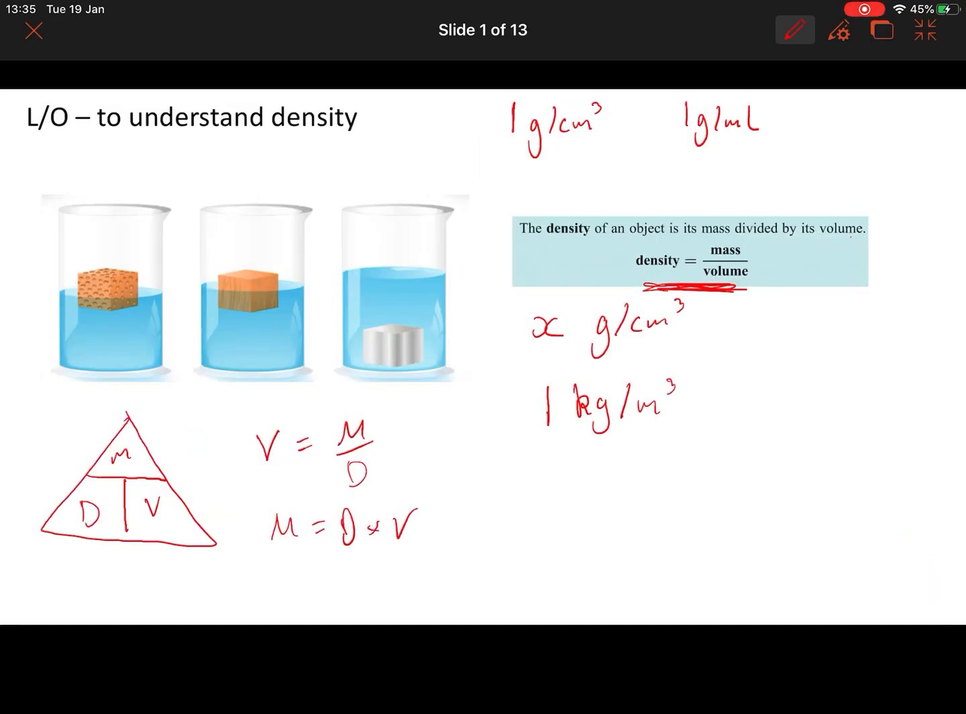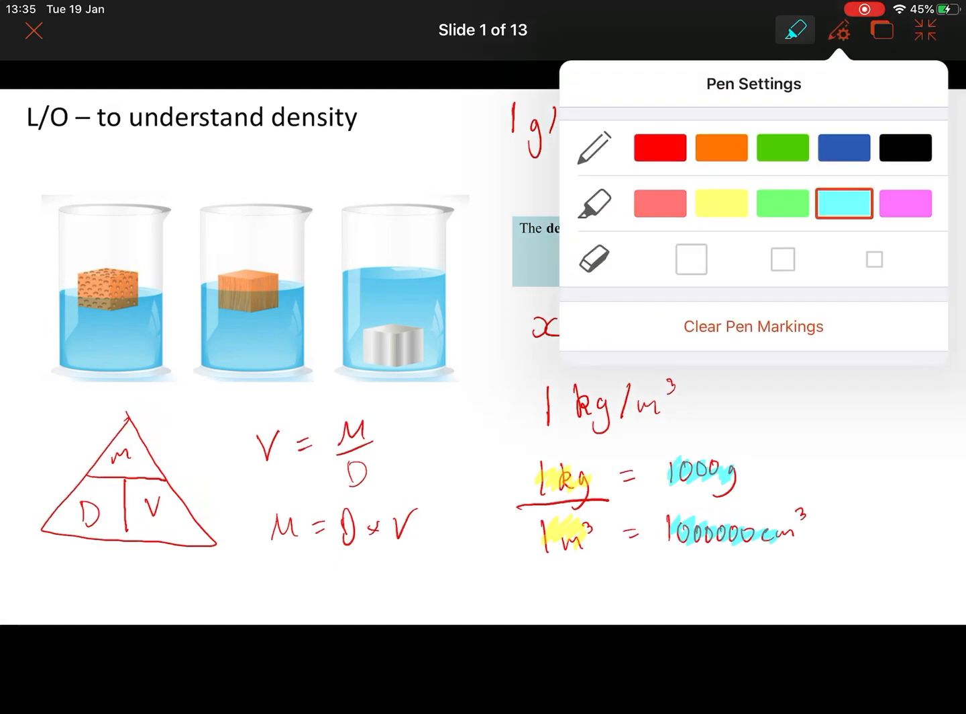Well, what we do is we say, 1 kilogram is equal to 1,000 grams. And 1 metre cubed is equal to not 100 centimetres cubed. Hopefully last week we stamped that nonsense out. It's actually 1 million centimetres cubed. So what I'm doing to get 1 kilogram per metre cubed, I'm doing this divided by this. So I now have to be doing this divided by this.